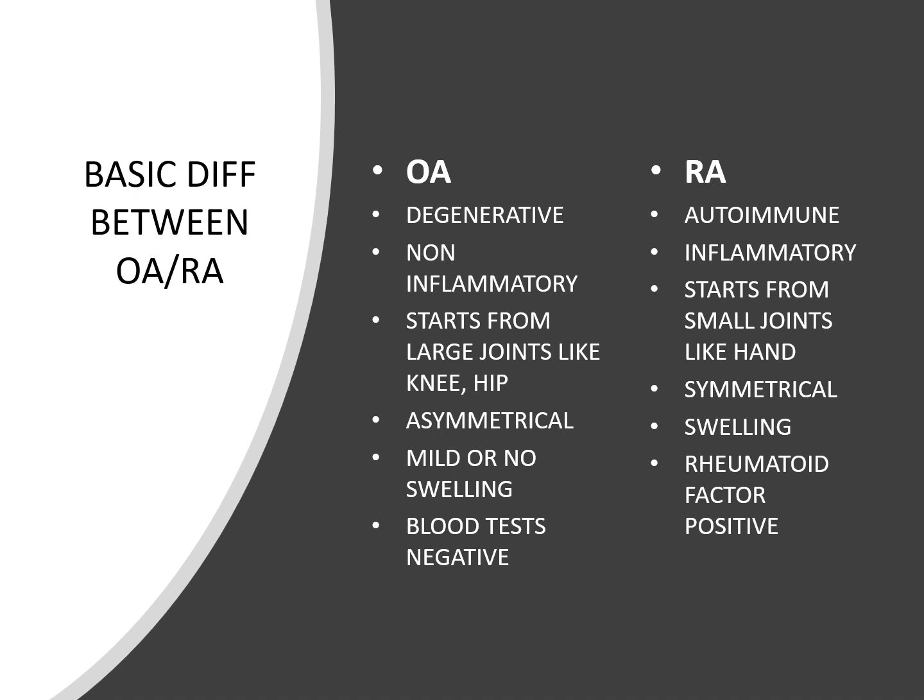OA starts from large joints, the weight-bearing joints such as knee and hip. RA starts from the smaller joints of your hands. OA is asymmetrical, which means mostly it is present unilaterally. If a patient has left side OA, the right side can be perfectly normal. It can happen like that. In RA, it is symmetrical. On both sides patients will have RA. OA has mild or no swelling. RA has swelling.